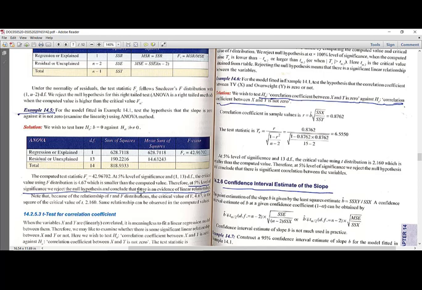So from that we conclude that the null hypothesis is to be rejected and the alternative hypothesis is to be accepted. Alternative hypothesis is accepted means at 5% level of significance we reject the null hypothesis and conclude that there is evidence of a linear relationship. That way the linearity can be tested using the t-test or F-test.